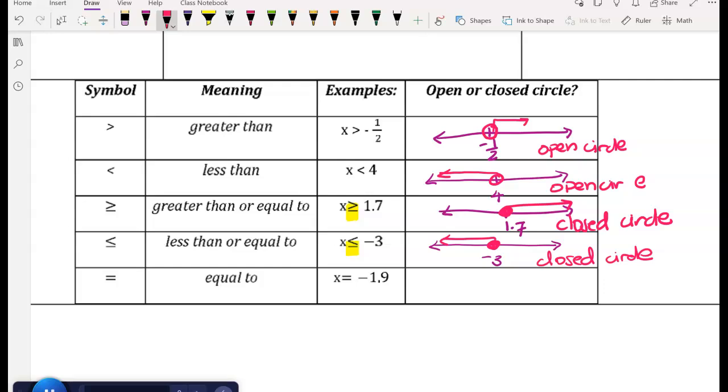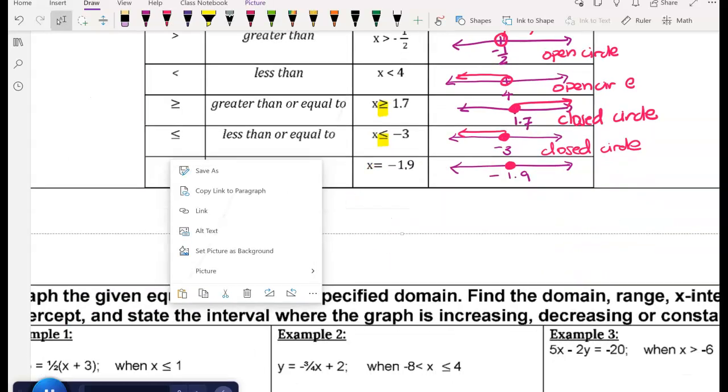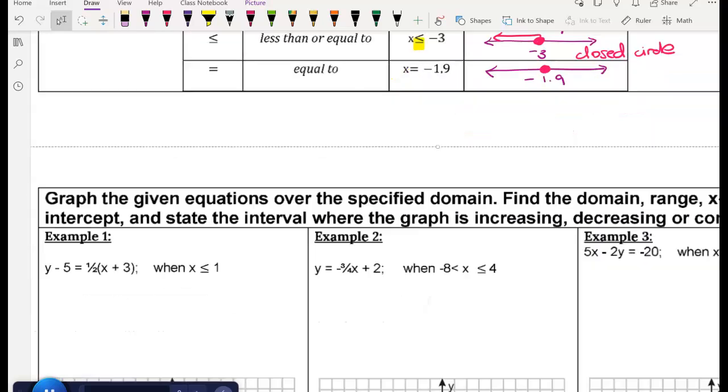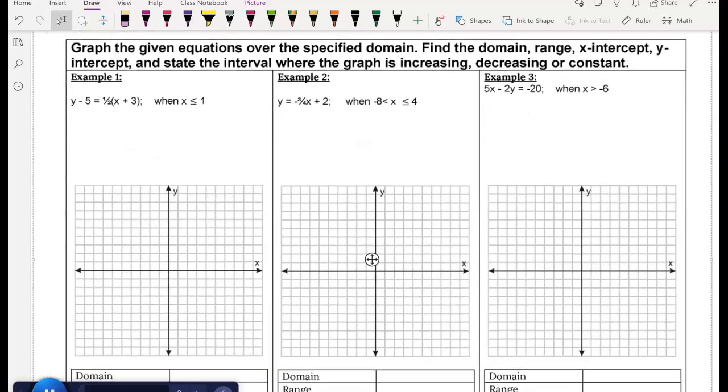Equal to, it's just simply a closed circle. There aren't any arrows going left or right because there's only one answer, and that answer is -1.9. And so out of all the numbers on your number line, this only has one answer. Now, how does that relate to our notes today? So our notes today, we have 3 examples, and here are the directions.